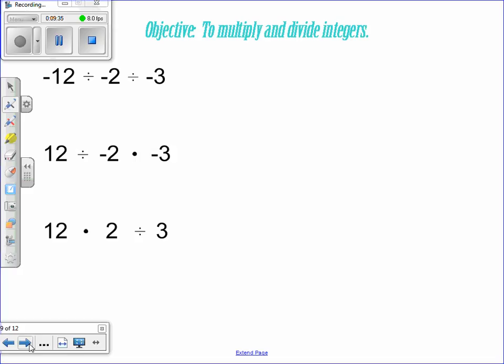Let's put this together, okay? So if you have a problem with more than one thing being multiplied or divided, you always multiply or divide from left to right. They're equal. So you don't do multiplying first, you don't do division first all the time. You just do whatever comes first in the problem. So negative 12 divided by 2. Same sign, positive answer. Positive 6. Divide that by negative 3. Different sign, negative answer, I get negative 2.